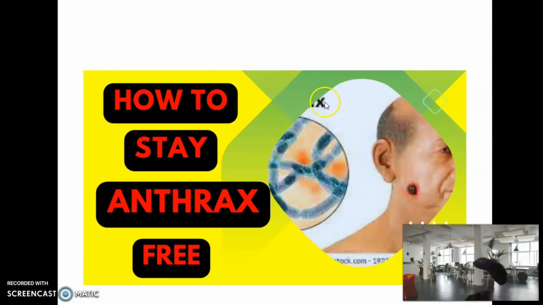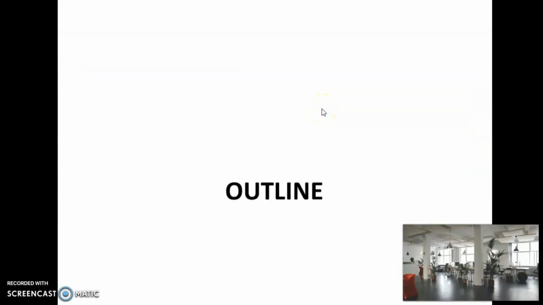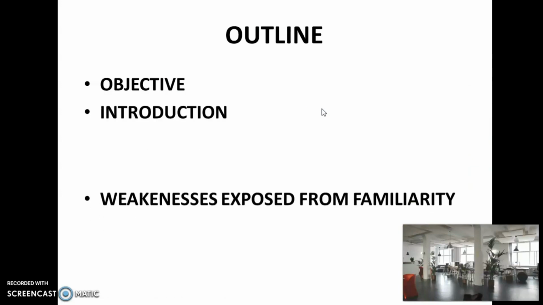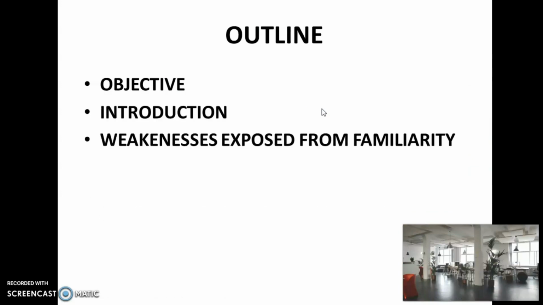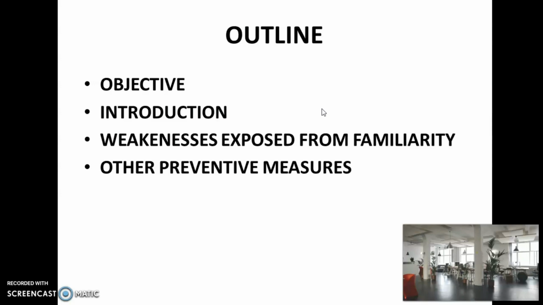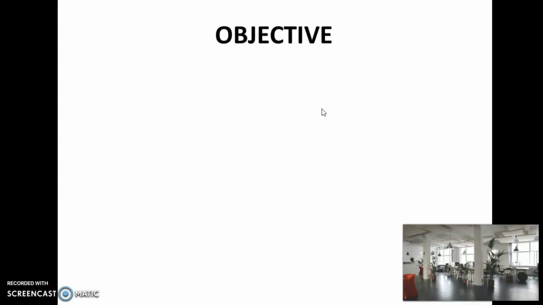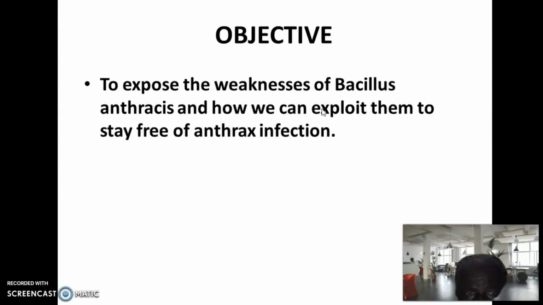How to stay anthrax free. The outline: objective, introduction, weaknesses exposed from familiarity, other preventive measures, laboratory diagnosis, recommendation and conclusion. The objective: to expose the weaknesses of Bacillus anthracis and how we can exploit them to stay free of anthrax infection.